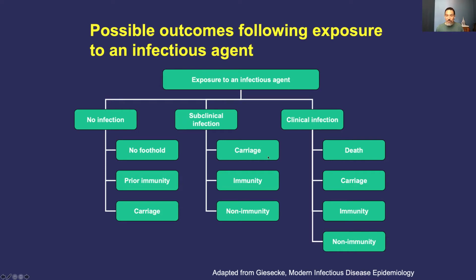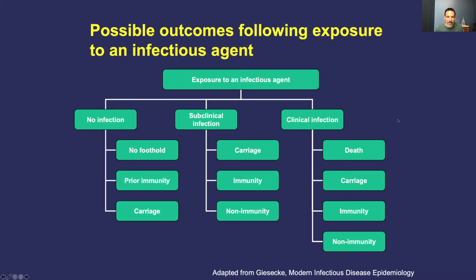The second possible outcome is subclinical infection. In this situation, there could be an infected carrier state whereby the person carries the infection, and this could be a chronic infection state. They could also develop long-term immunity, or there could be no immunity at all. There are many agents that don't confer immunity, and even for those that do, sometimes asymptomatic or mild cases of an infection don't confer immunity to the host.